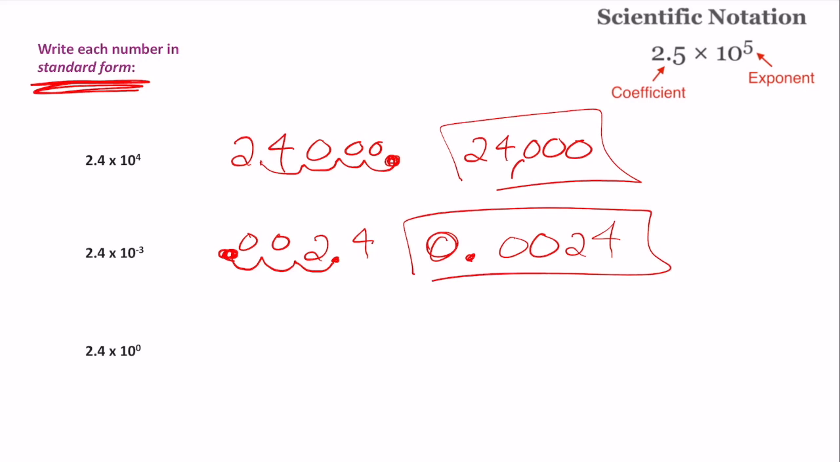Finally, 2.4 times 10 to the 0. Well, this is another trick, right? So remember 10 to the 0. Anything to the 0 is just 1. So that's just 2.4 times 1, which is just 2.4. Nothing changes there. That's your standard form.